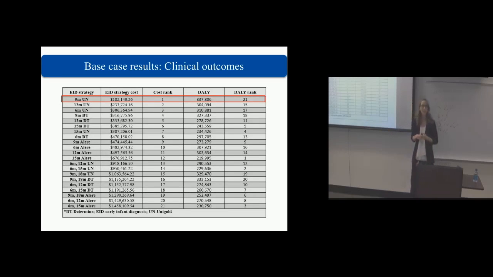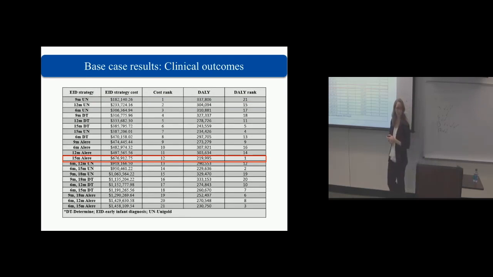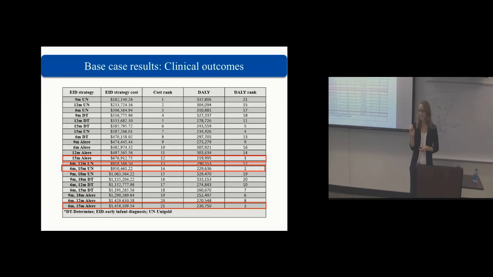So look at the lowest costing strategy, a 9-month Unigold. It was very low cost, least expensive. It had the worst outcome. It had the highest DALY out of all 21. Conversely, the lowest DALY, or the algorithm that performs the best, is a 15-month Alere. Next in line is a 6 and 15-month Unigold, and then a 6 and 15-month Alere. So the top 3 strategies that had the lowest DALYs and performed the best were some of the most expensive.